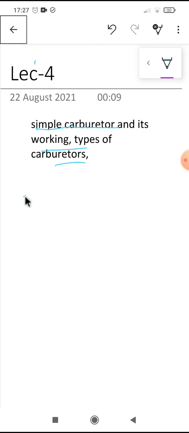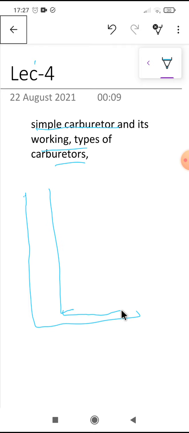Let me draw a tube first. So this is a tube from where the fuel is flowing, and this is going towards the cylinder. This is the engine cylinder. This is the spark plug, and these are the valves.